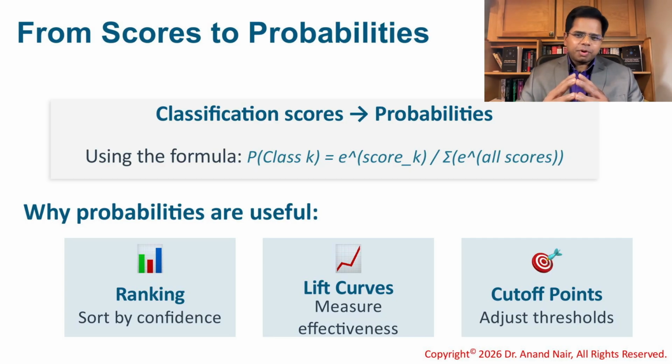The magic of having probabilities is that you can rank things. Maybe you want to target the top 100 most likely premium members for a marketing campaign, or generate lift curves to see how well your model performs, or adjust your cutoff threshold. Maybe you only want to classify someone as premium if you're 80% confident instead of just 50%. It's like having a confidence meter instead of just a yes-no switch. Much more flexible, much more powerful.